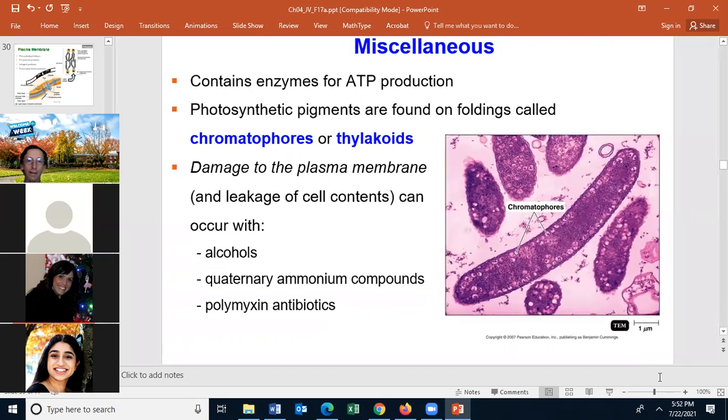All right, the cell needs to have an intact plasma membrane, otherwise the cell will leak contents of the cytoplasm out of the cell, and that would kill the cell. And that is actually what alcohol, the quaternary ammonium compounds, and the polymyxin antibiotics do. They put a hole in the plasma membrane, allowing the cytoplasm to leak out of the cell, and that will kill the cell. Any questions about any of that?